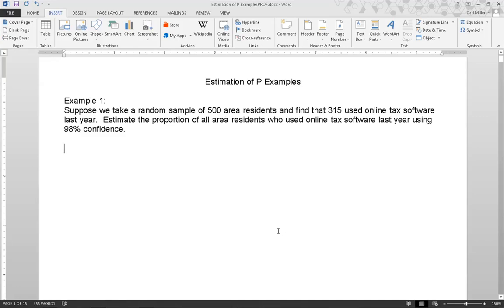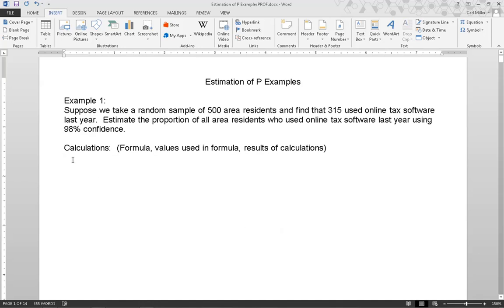Estimation of P examples. In the first example, suppose we take a random sample of 500 area residents and find that 315 used online tax software last year. Estimate the proportion of all area residents who used online tax software last year using 98% confidence.